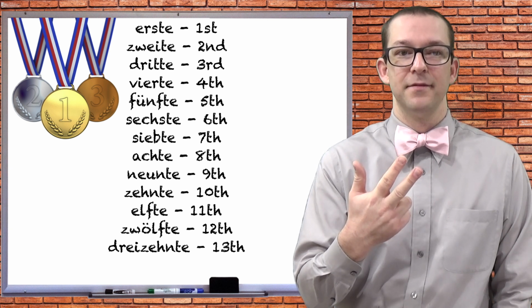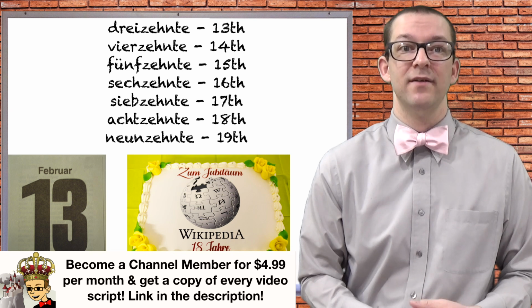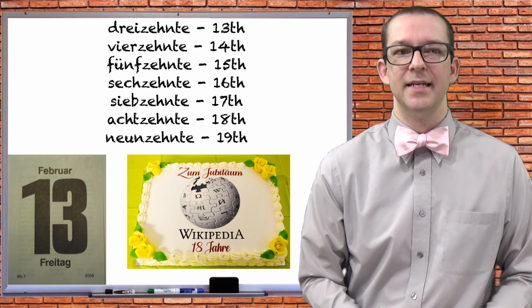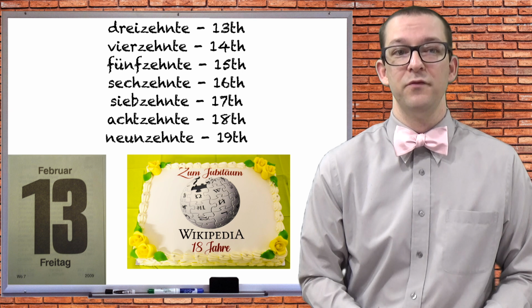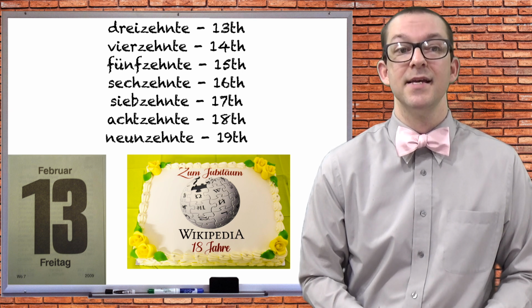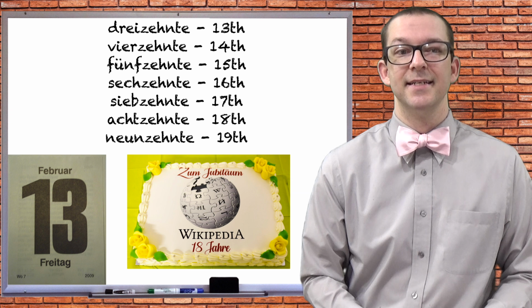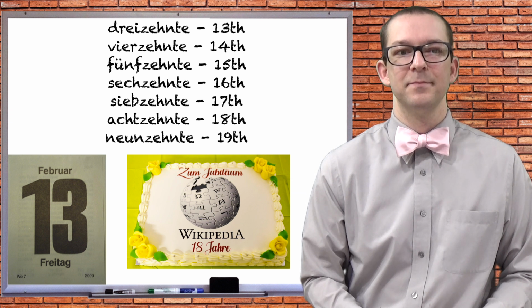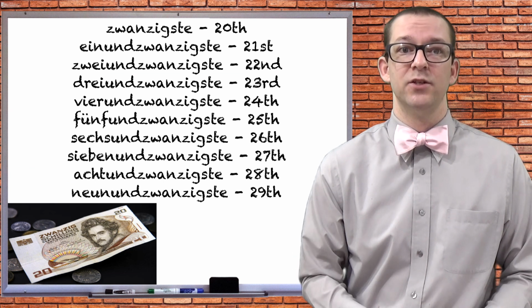Dreizehnte, 13th. Since the numbers 13 to 19 all end with 10 in German, you have the same exact ending for each of them. Dreizehnte, 13th. Vierzehnte, 14th. Fünfzehnte, 15th. Sechzehnte, 16th. Siebzehnte, 17th. Achtzehnte, 18th. Neunzehnte, 19th. After 19, the numbers end with 20, and in order to make those into an ordinal number, you need to add ste.